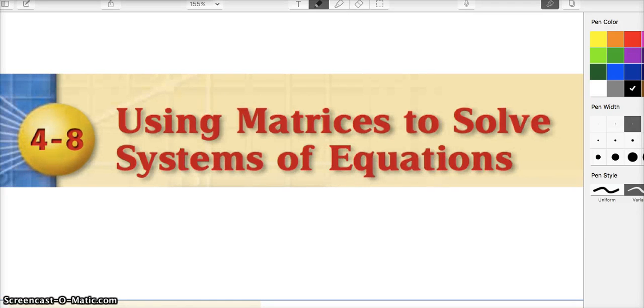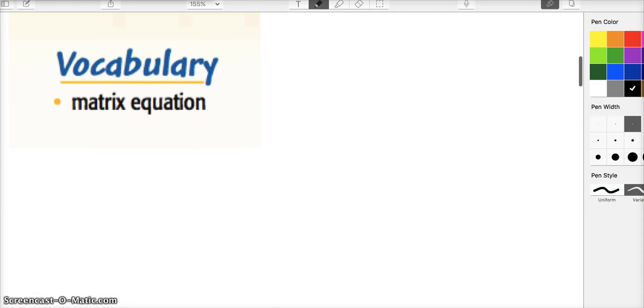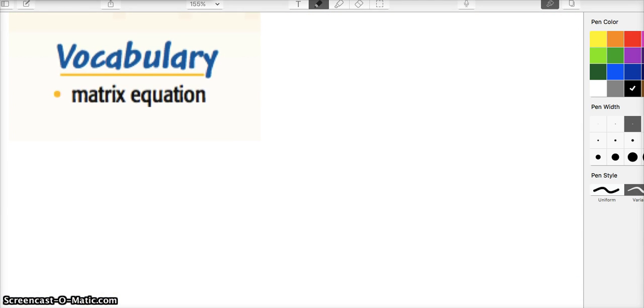Hi everybody, here we are at the very end of chapter 4, Algebra 2. We're looking at 4.8 and we're going to use matrices to solve systems of equations. I know we've done that before with Cramer's rule, but we're going to do it in a different way. Our vocabulary is matrix equation.